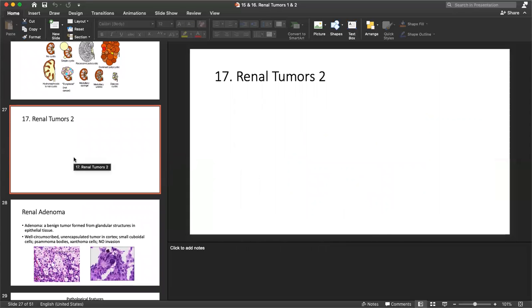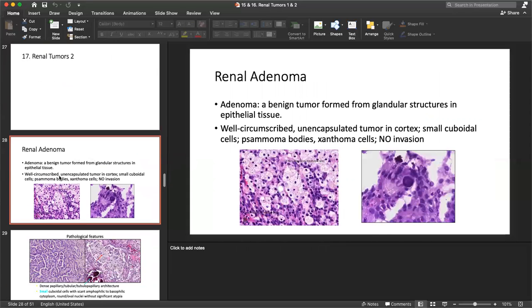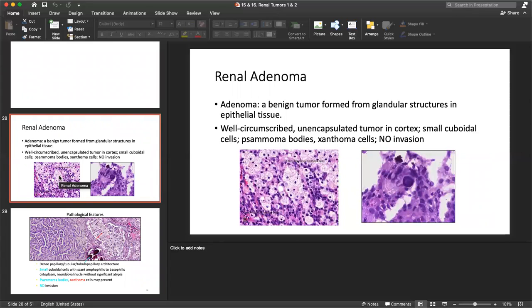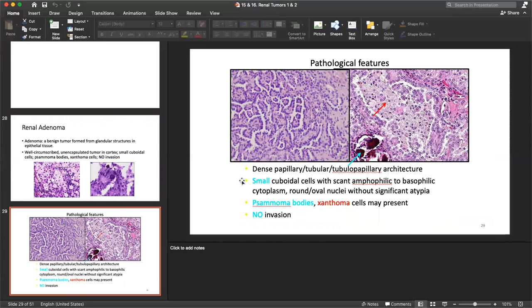Okay, renal tumors 2. Renal adenoma. So adenoma is going to be a benign tumor coming from glandular structures in the epithelial tissue. They're going to be well circumscribed and unencapsulated tumors, with psammoma bodies, foam cells, and no invasion. So looking at our path, there's small cuboidal cells. Here's our psammoma bodies. And here's some foam cells. It's not invading, so really dark.